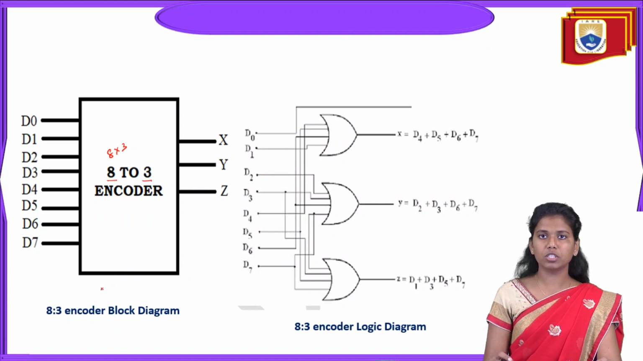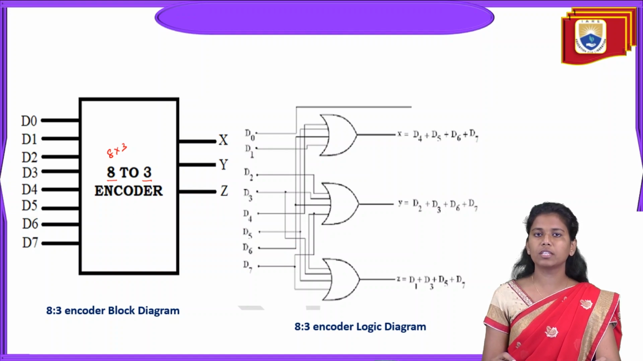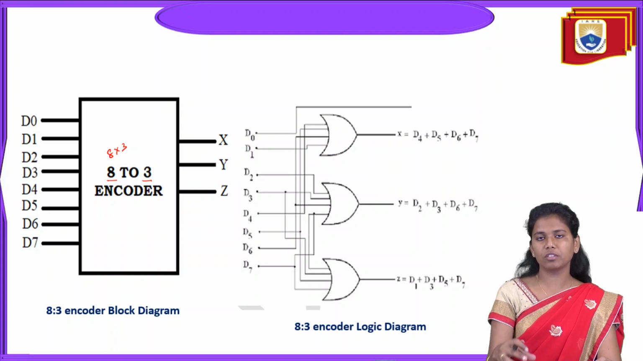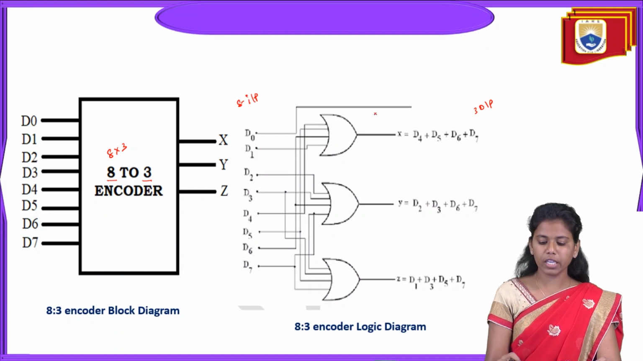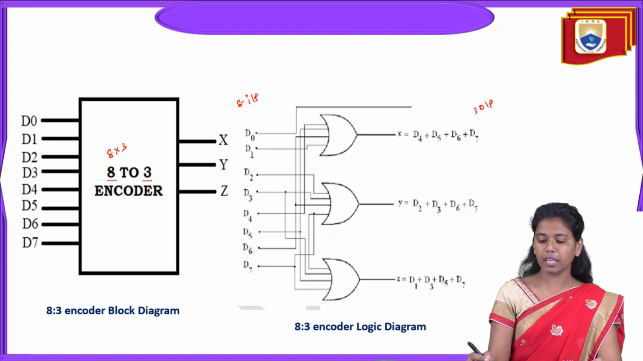And then followed by this logic diagram, which is drawn with respect to the gates, right? So here we know that these are the 8 inputs and we know the 3 outputs, 8x3 encoder. If you observe here, all the 3 gates are OR gates. So all the 8 inputs are connected to the 3 basic gates, that is OR gates. By the segregation of the inputs, we are able to get the output.